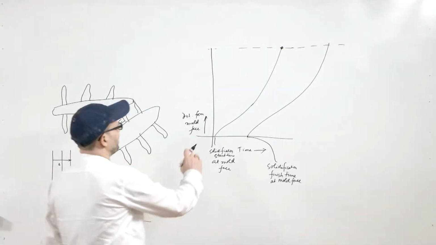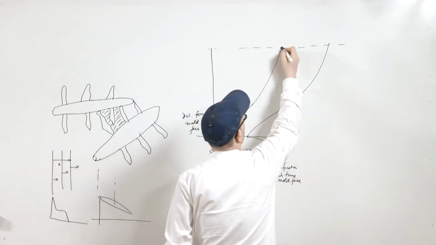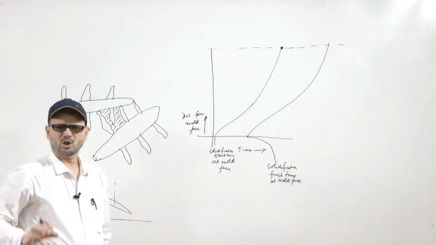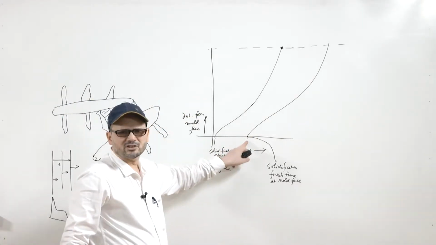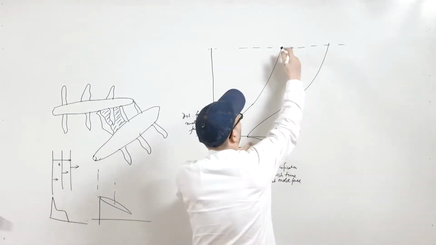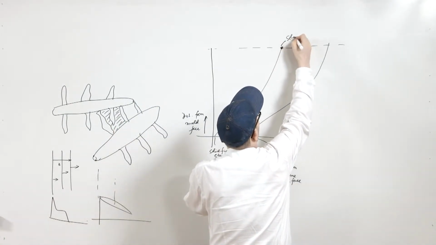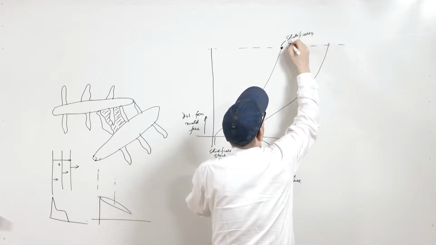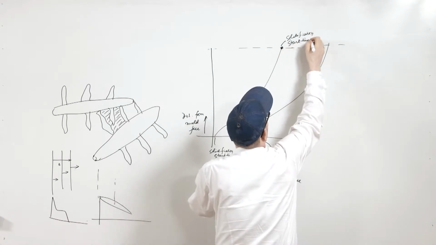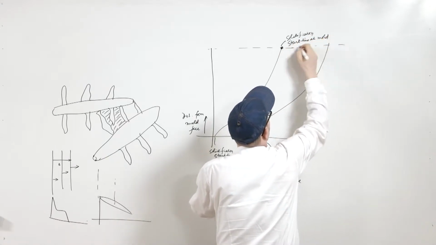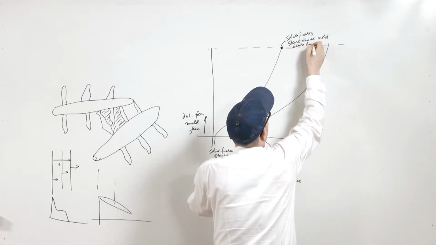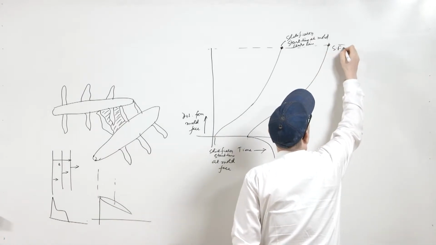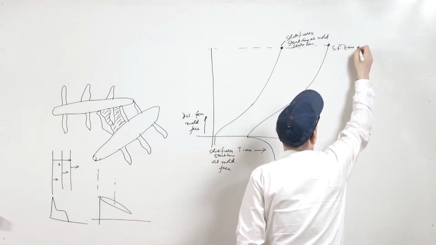So, this is the solidification start time. At this point you see that here at the wall, solidification is finished quickly, whereas in the center this is the solidification start time. Solidification start time at mold center line, and this is the solidification finish time at mold center line.